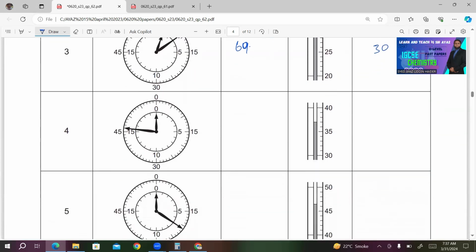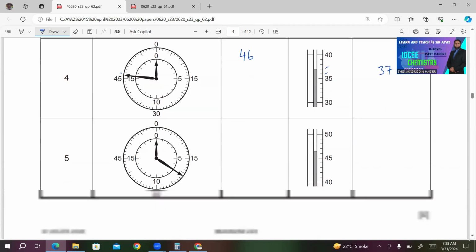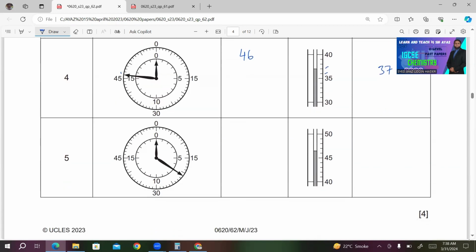Experiment number 4. It's less than a minute. What about the seconds? 45 seconds, 46 seconds. So we'll write 46 seconds here. What about the temperature? 35, 36, 37 degrees centigrade. Experiment number 5. Again, it's less than a minute. So we have 15, 16, 17, 18, 19, 20, 21. So we have 21 seconds. What about the temperature? 45, 46, 46.5 degrees centigrade.